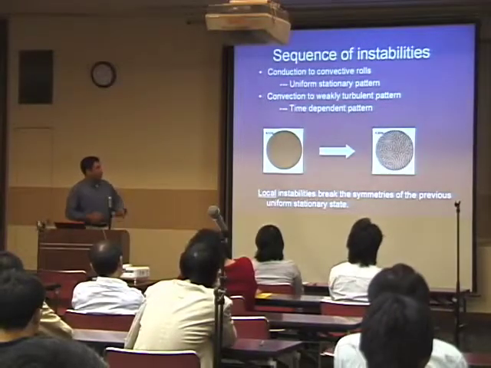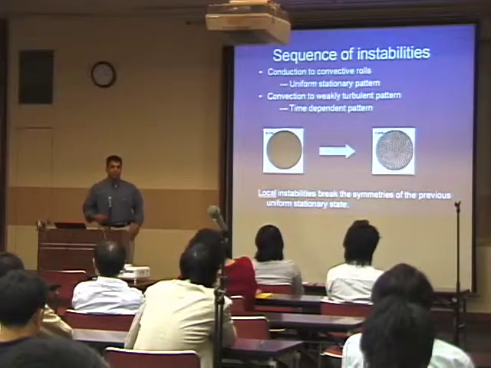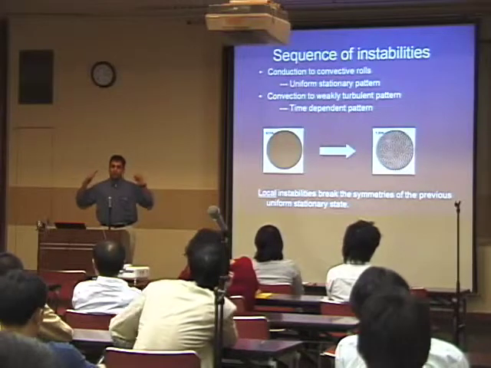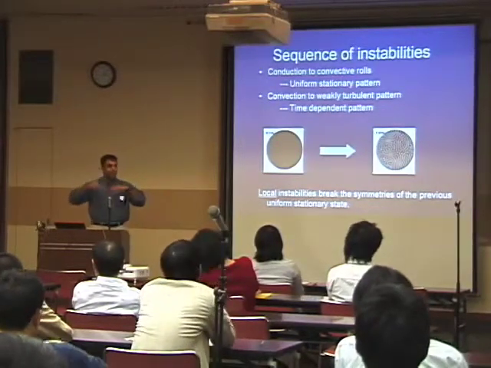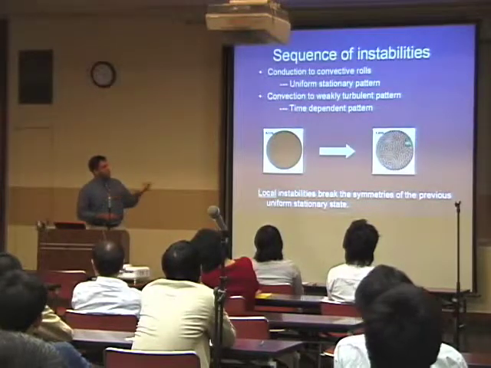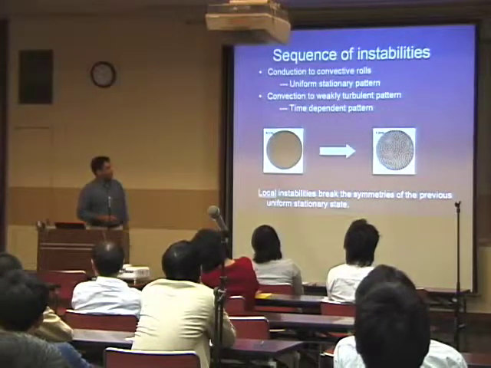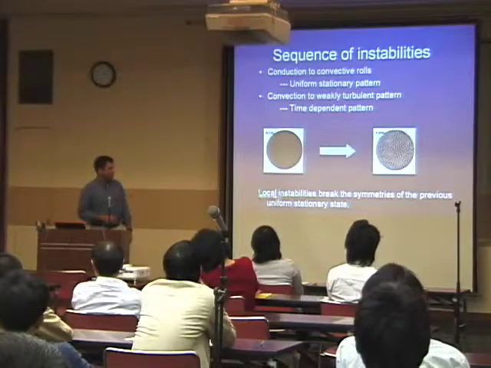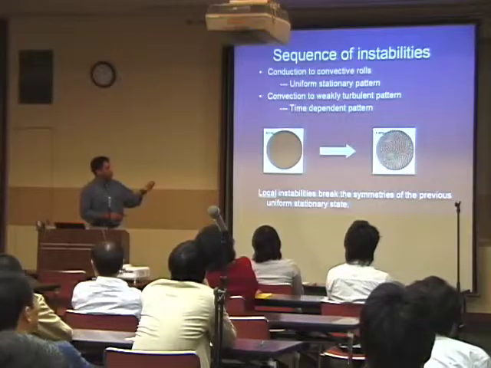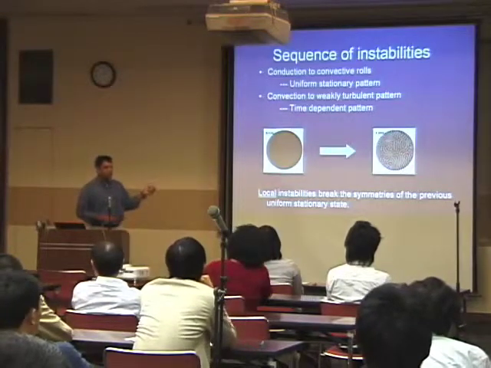So we had the two sort of instabilities going on in the system. Initially, as you change temperature, you go from a state where you just have conduction to a state where you have convection and rolls. And then these rolls become time dependent. The important thing to remember from this example is that you have local instabilities. So you have these small defects that keep popping up that break the symmetry of the original state you had. Okay, so that's something that will be common in all the systems I discuss.